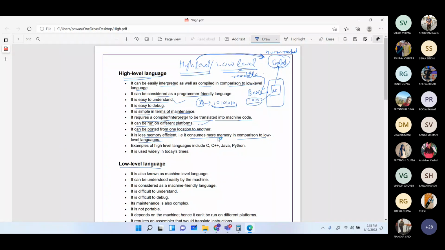It consumes more memory in comparison to the low level language, because the low level language operates on a microcontroller with the help of RAM and ROM. So that requires less space, and this will require more space. You must be aware of this. It is less memory efficient and consumes more memory. Next, examples of high level languages are C, C++, Python, Java. They are all used widely in today's time.